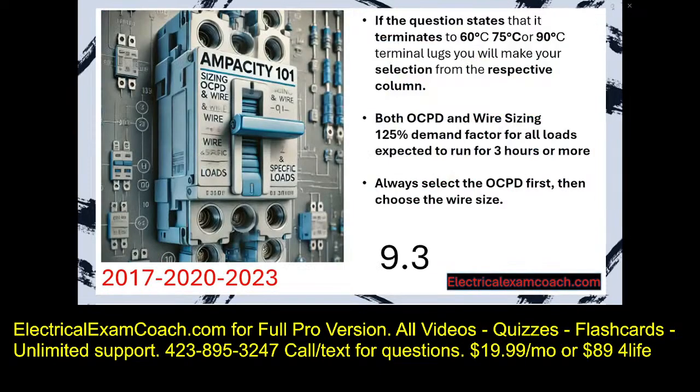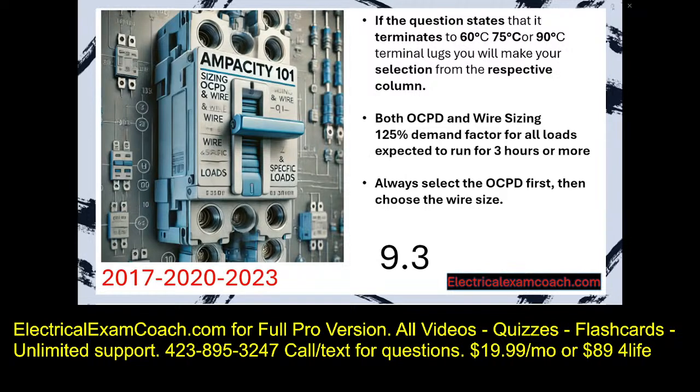Hey everyone, welcome back. I am the Electrical Code Coach from electricalexamcoach.com. And this is lesson 9.3 in our video series. In this lesson, we're going to be sizing the overcurrent protective device and the wire in the same question for all of these loads, for continuous and non-continuous.